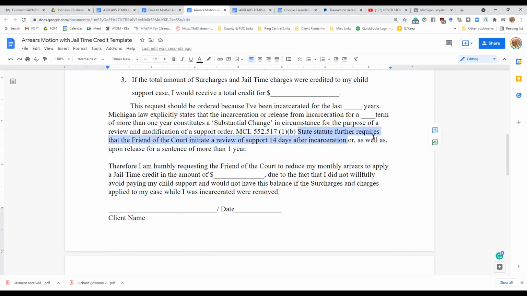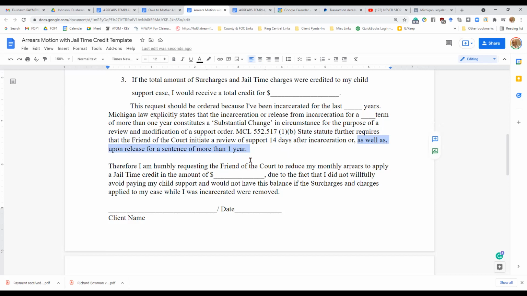The state statute further requires that the friend of the court initiate a review of my support 14 days after my incarceration. Well, they don't do that sometimes, or they do and you didn't know anything about it because you had an old address or whatever, okay? But you're supposed to let them know, as well as upon release for a sentence of more than 1 year. Everybody knows if you go to prison, you stay more than 1 year. But you can be in county jail 2-3 years, holding as well. All of that time, you want to make sure you add it.